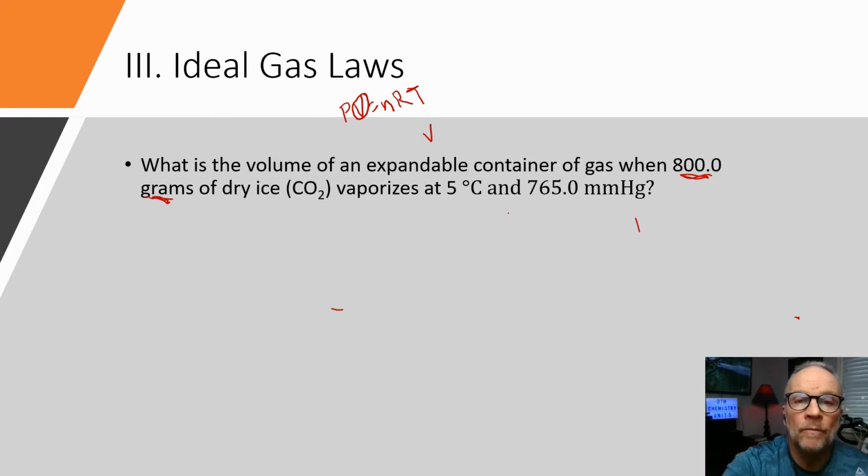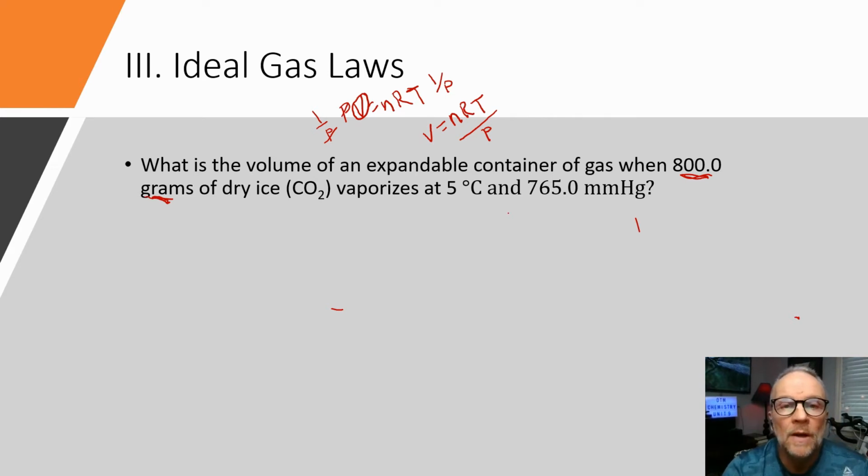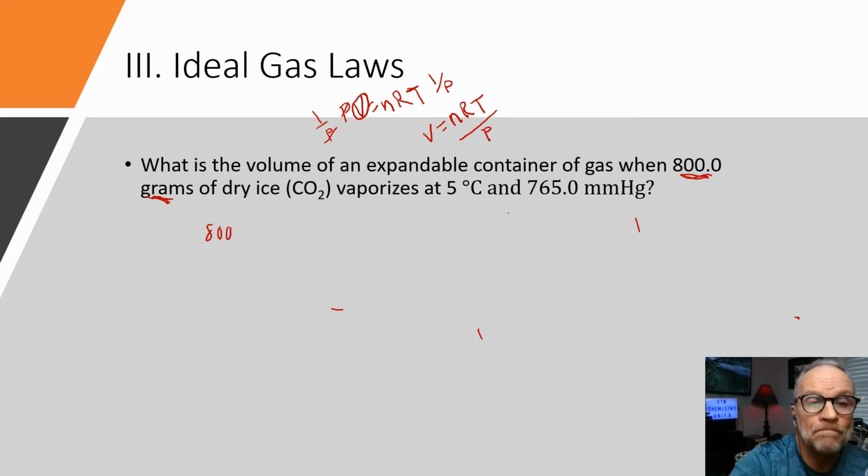Now volume will equal nRT over P. We multiply through by 1 over P to isolate the volume variable. Before we can plug in, we're going to have to do some converting. The first thing is to convert grams to moles, because n is equal to moles. So we have 800 grams of CO2.